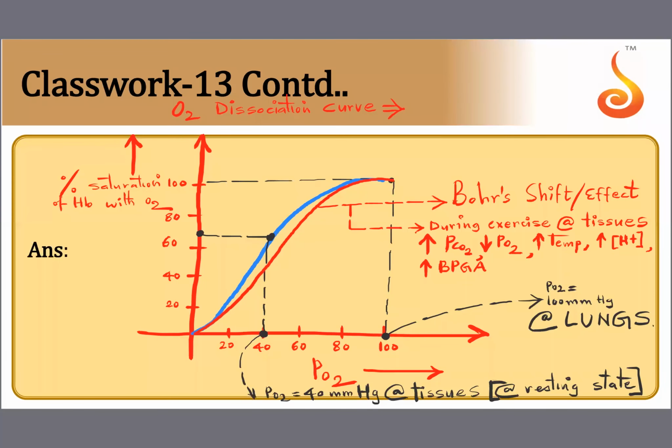What is the consequence of this shift? The same partial pressure of 40, see now, because of this shift, I'm going to put a dot here on the curve and see the saturation, how much it has come down. Say it has come down to, say, I will just consider it as 50%. Earlier, the saturation when you were at rest was 70%. Now the saturation has come down even more. Again, tell me, is it good or bad?